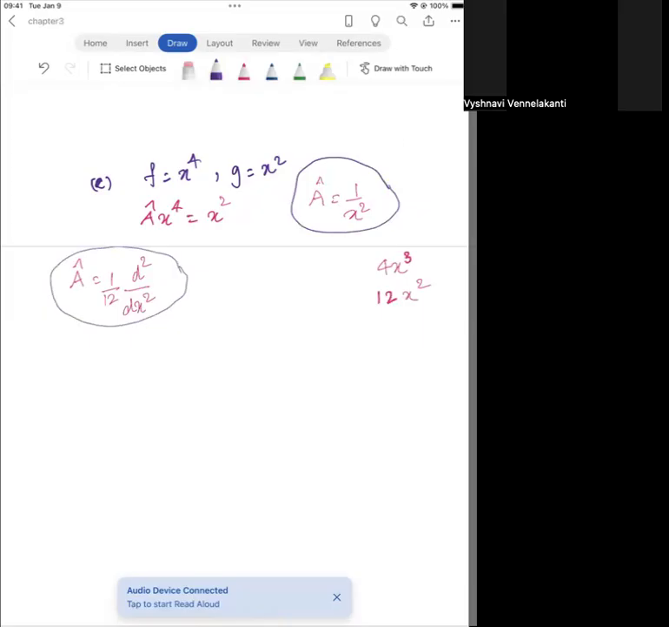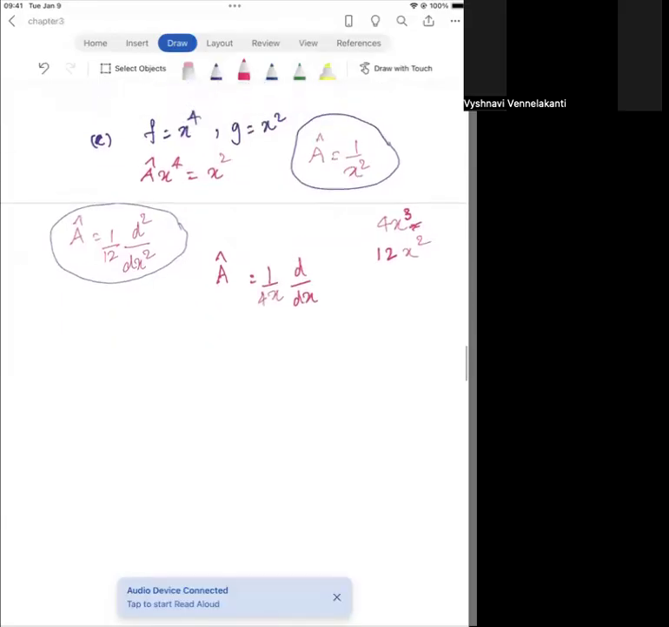If you want to take only the first derivative instead of 2, you can also do that. And in which case you will have this. So you're going to multiply by 1 over 4x. And that is another option. And the same way you can take a third derivative, which will give you 24x. So you're going to multiply that by x by 24. So another option for A could be x over 24 d over dx. Sorry, d cubed over dx cubed.